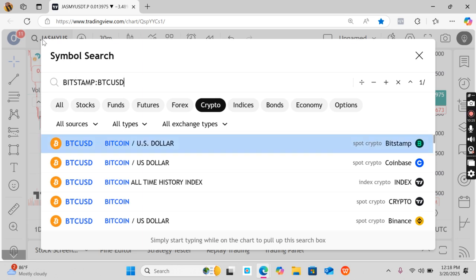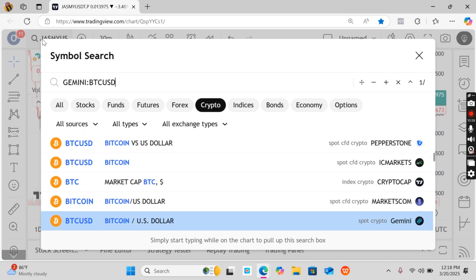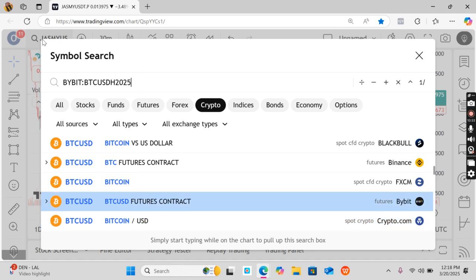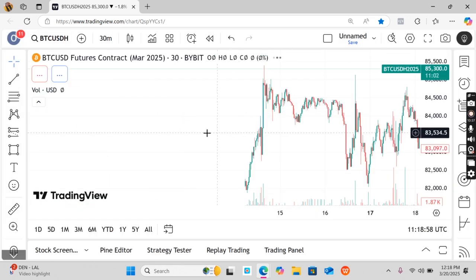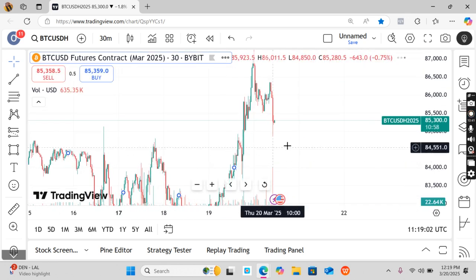Then if you are longing, you put your entry around your demand zone. Then take profits close to where there's liquidity. If you are shorting, you do the opposite.